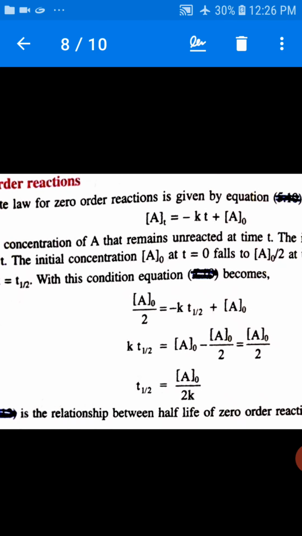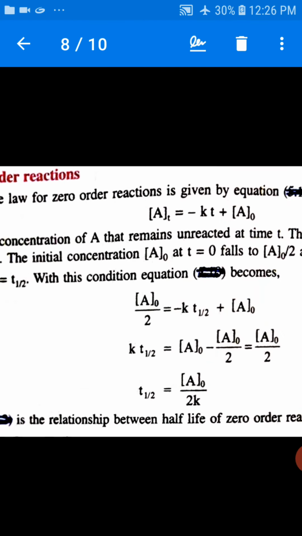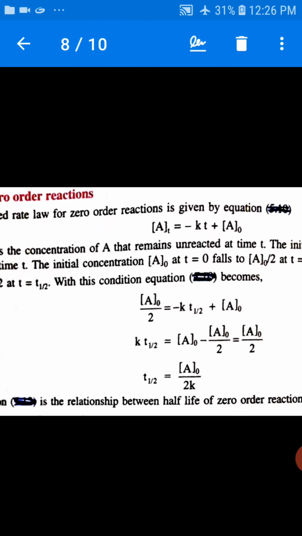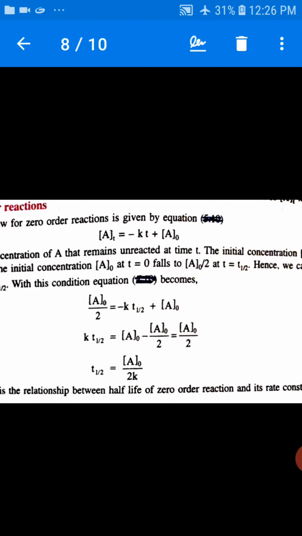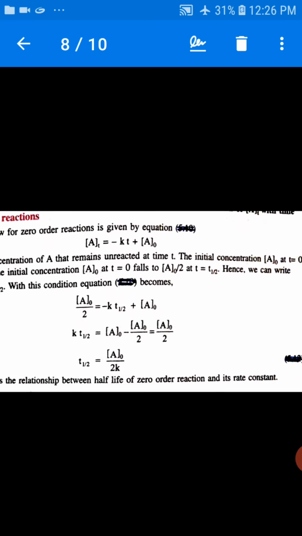With this condition, the equation becomes A0 upon 2 equal to minus K t half plus A0. Therefore, K into t half is equal to A0 minus A0 upon 2, which on calculation becomes A0 upon 2. Therefore, t half equal to A0 upon 2K. This equation is the relationship between half-life of zero order reaction and its rate constant.